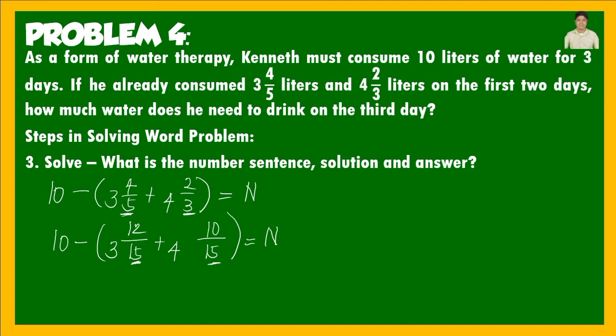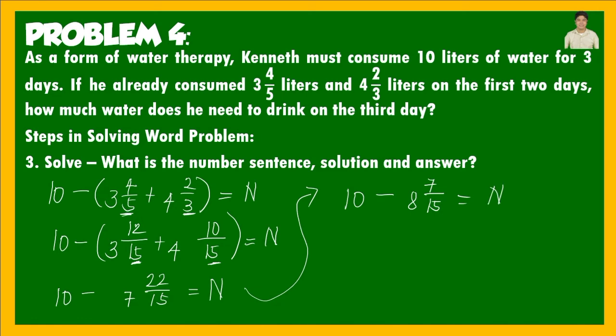Ayan. Next, i-add natin yung mga nakuha natin. So, 3 plus 4, we have 7. 12 plus 10, we have 22 over 15. Okay, so yung 22 over 15, improper siya. So, kailangan nating i-regroup. So, magiging ganito siya. 10 minus 8 and 7 over 15. Okay. Equals n.